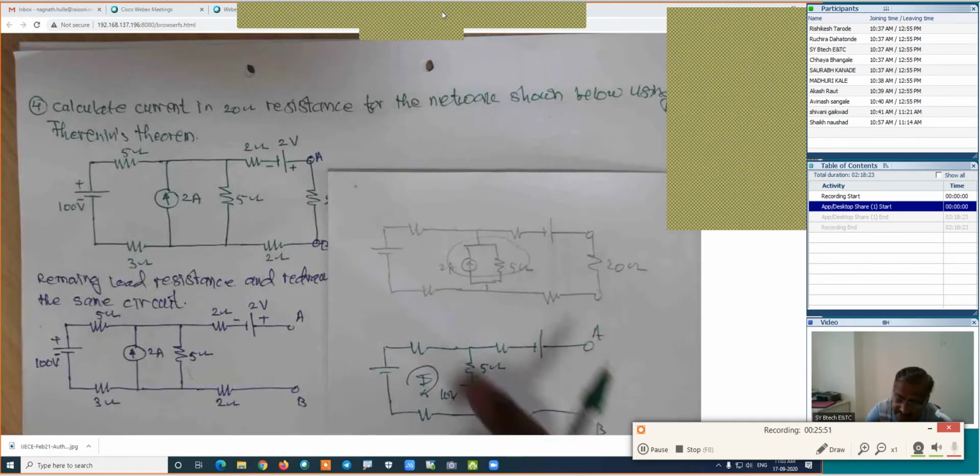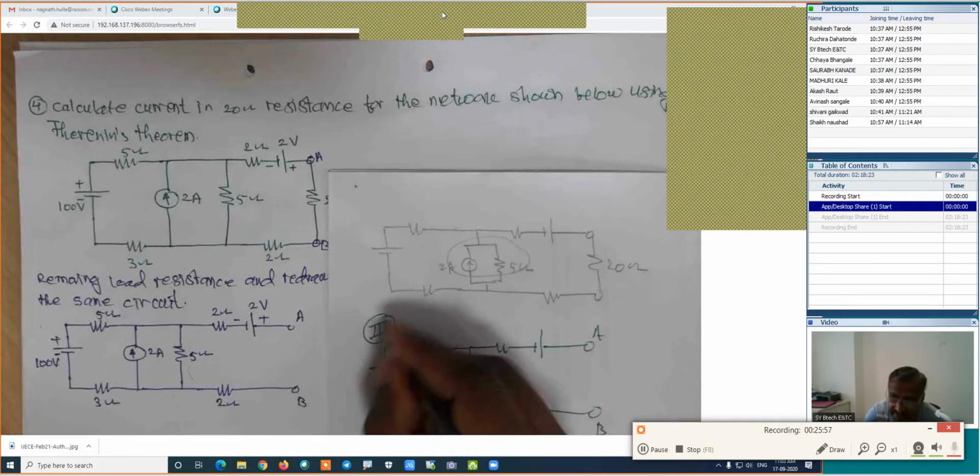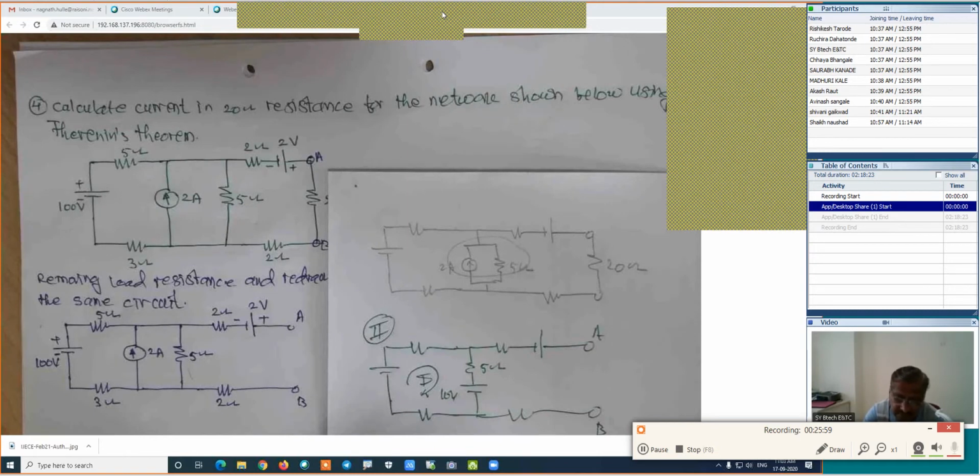Then travel from B towards A. That will give the same value. Is it right? This is the second way. First, what we just discussed, that is the supermesh from your side. This will be the second way. And the third approach is nothing but to use the nodal analysis method.